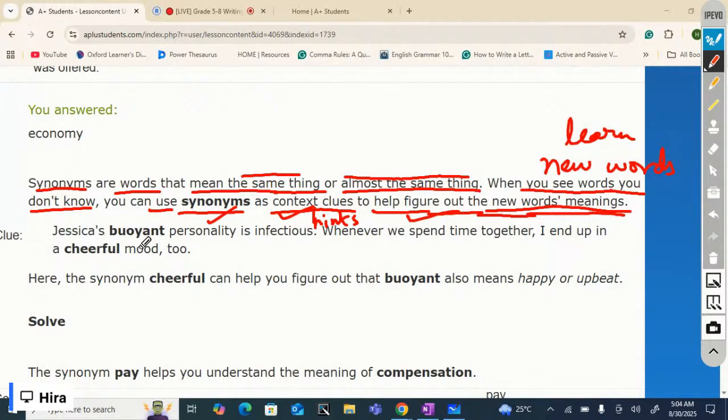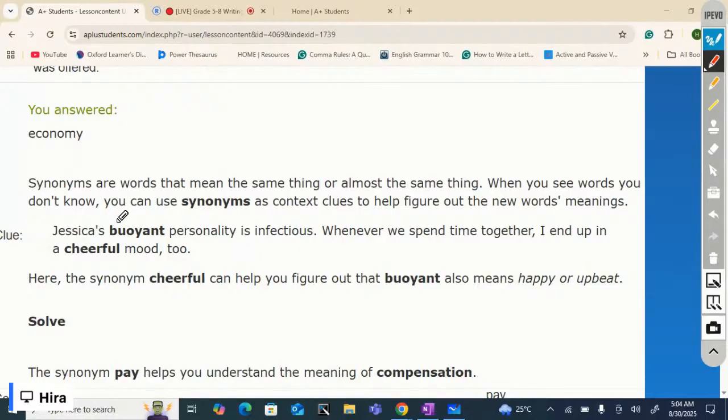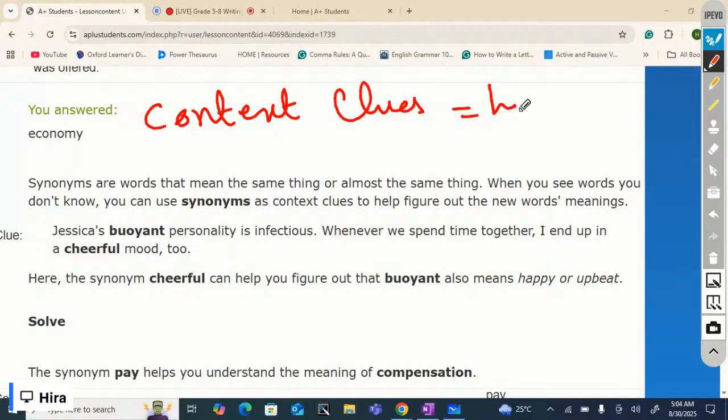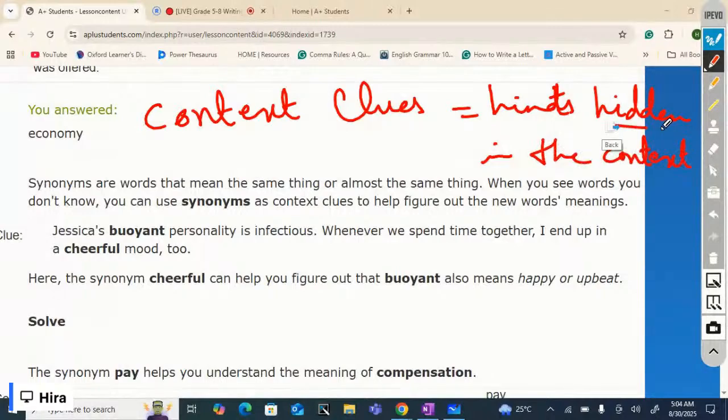This is an example. We have a sentence. So we'll learn how we can use synonyms as context clues. As context clues means as hints which are hidden in the context. Not hidden, sometimes apparent.